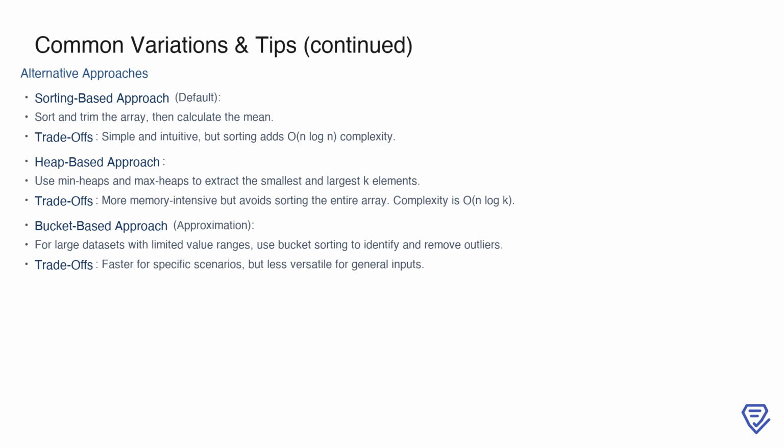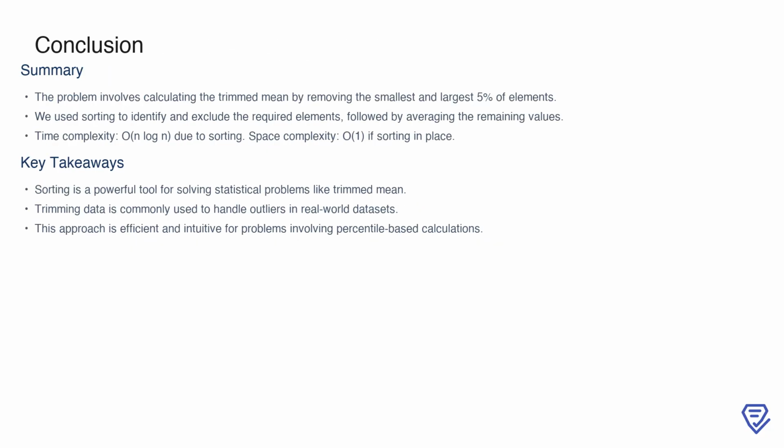Each method has its strengths, so choose based on the problem requirements and constraints. Great job! To summarize, we tackled LeetCode problem number 1619 by leveraging sorting to calculate the trimmed mean efficiently. We also discussed the importance of this technique for handling outliers.